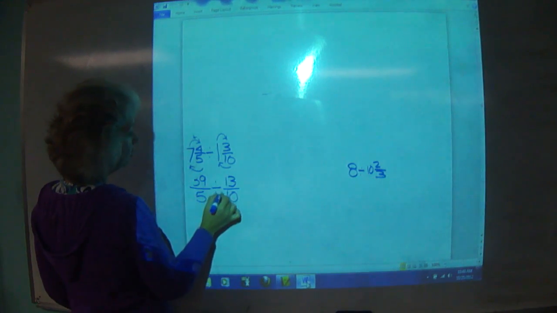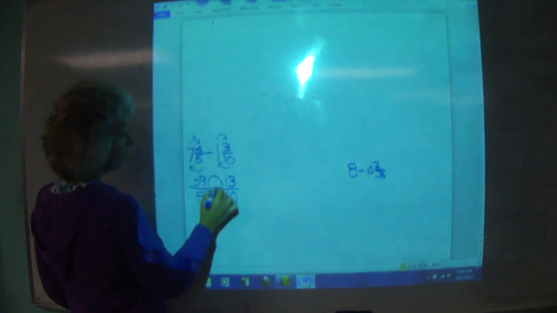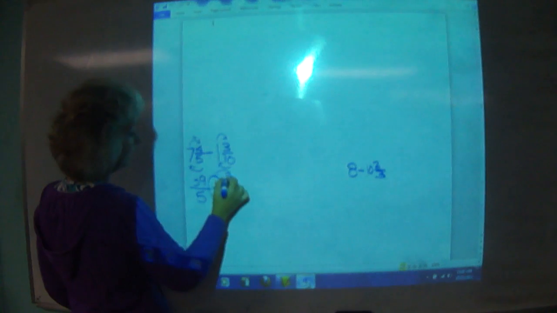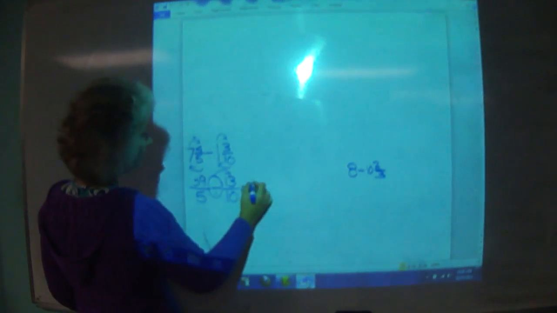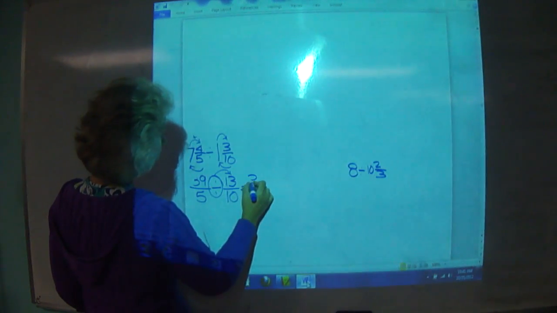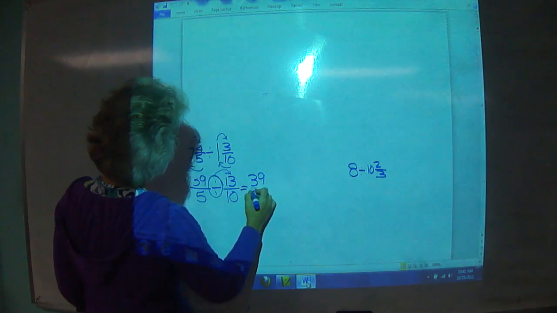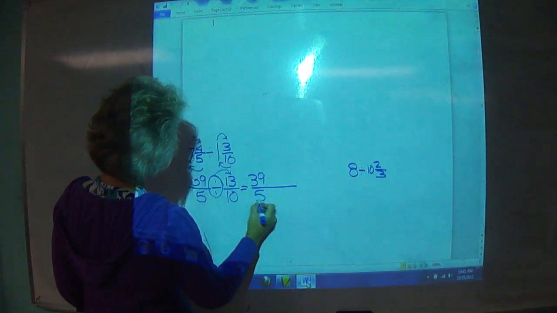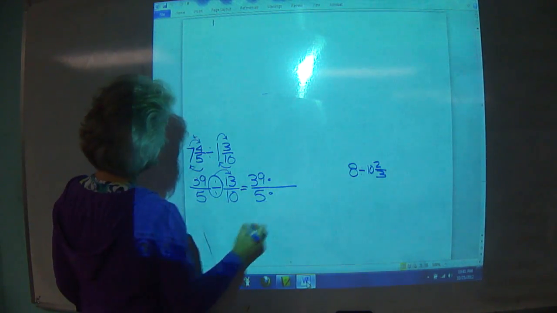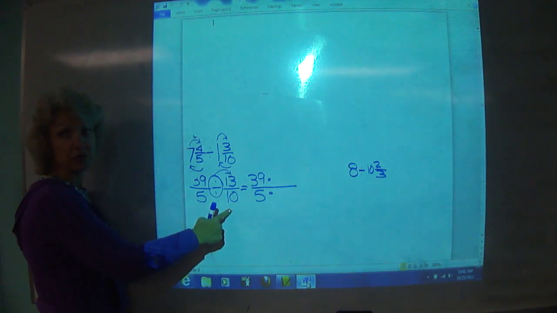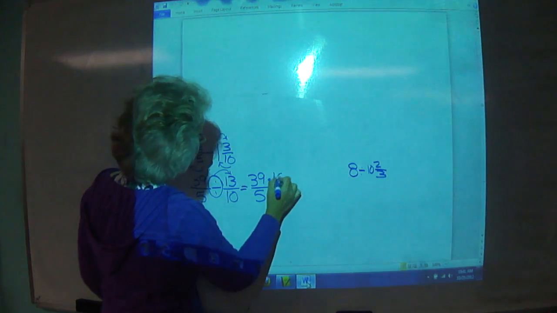Now we're going to turn that into multiplication and use the multiplicative inverse. So now we're going to write it as 39 over 5 times. What's the multiplicative inverse of 13 tenths? 10 13ths.